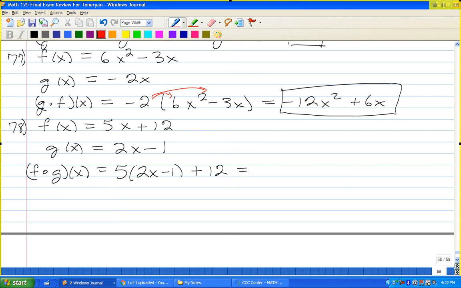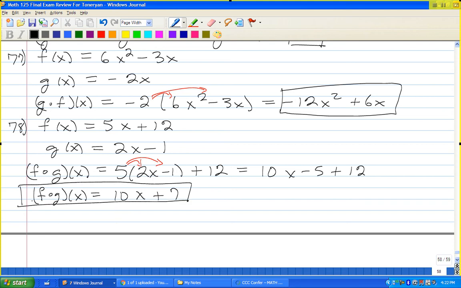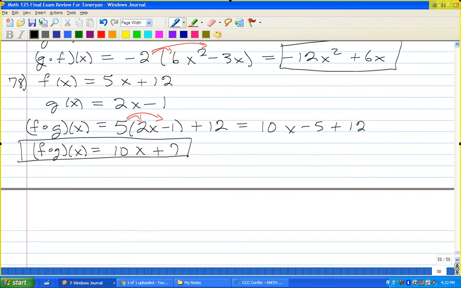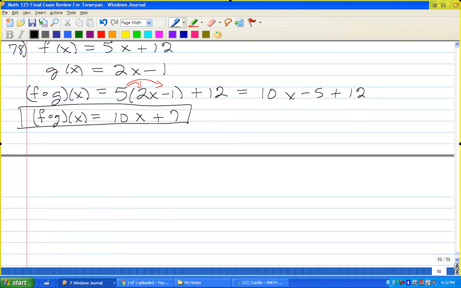Let me multiply 5 inside the parentheses. So I get 10x minus 5 plus 12. And so f composed with g at x is just 10x plus 7. 12 minus 5 is 7. And that is your answer. Let me do problem number 79.